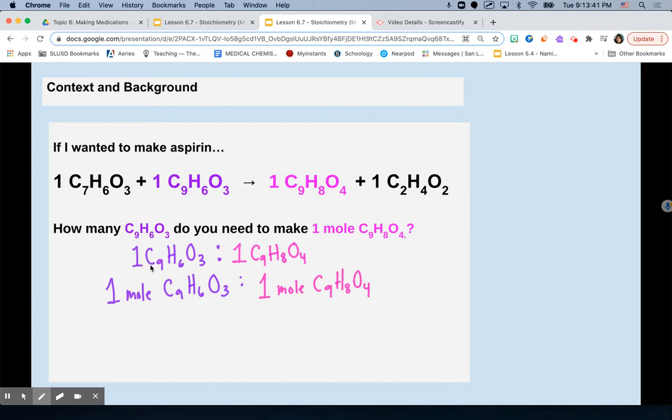Right, so basically it's like saying if the recipe calls for 1 of these molecules, I can make 1 of these. So if I need 1 dozen or 1 mole of these things, I can make 1 dozen or 1 mole of these things, assuming I have an endless supply of this other reactant or ingredients, right? So notice that basically what I'm writing is a ratio.